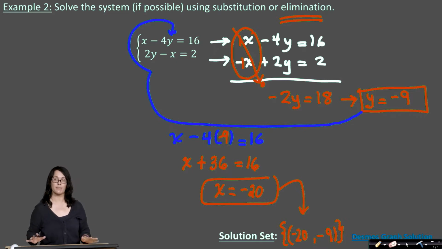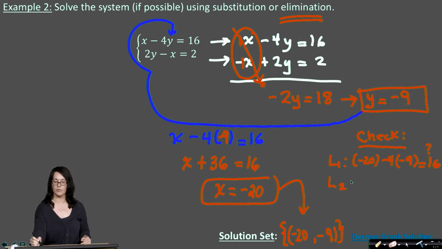Now how do you know you're right besides clicking on the Desmos link in your notes? That's right, you plug back in. So I'll just show you one more time how you could do a quick check here. For the first equation, line 1, what do I get? I would get x, which is -20, minus 4 copies of y, which was -9. Does that equal 16? And we just did that one a moment ago. That was in fact -20 plus 36, which does give you 16.